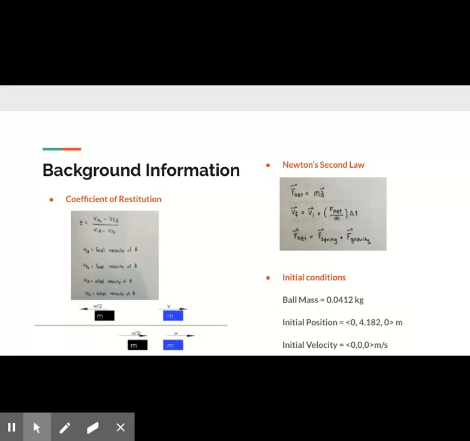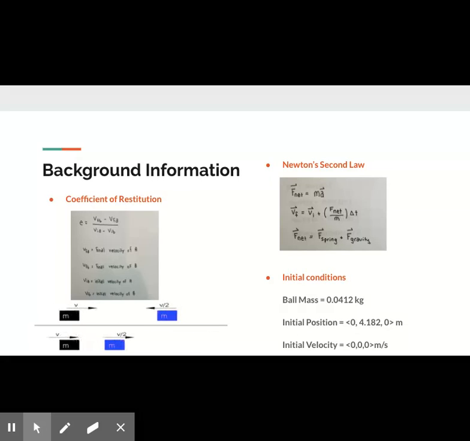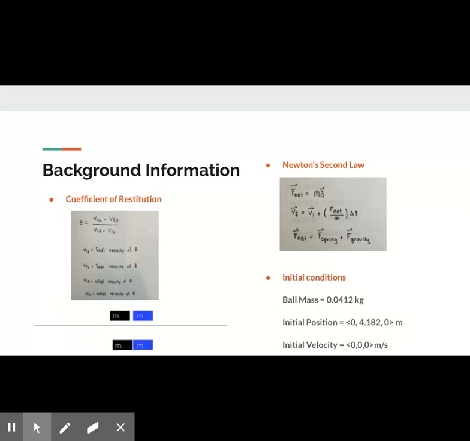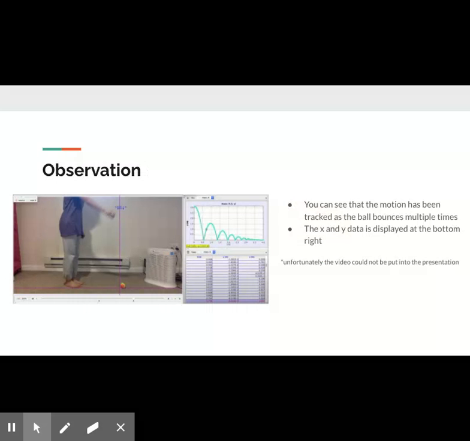Some initial information about the ball is that its mass was 0.0412 kilograms. The initial position vector is given in meters and the initial velocity vector was 0 meters per second. So here's the data from Tracker. You can see that I dropped the ball from an observed height and then tracked its motion as it fell and bounced multiple times. The x and y data is displayed on the right.